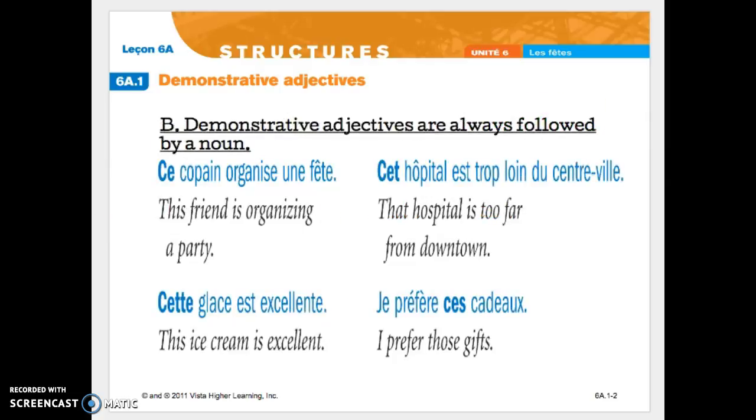Demonstrative adjectives are always followed by a noun. In these four examples, the demonstrative adjective in the first one is followed by copain, in the second one followed by hôpital, in the third one followed by glace, and in the last one it is followed by cadeau.